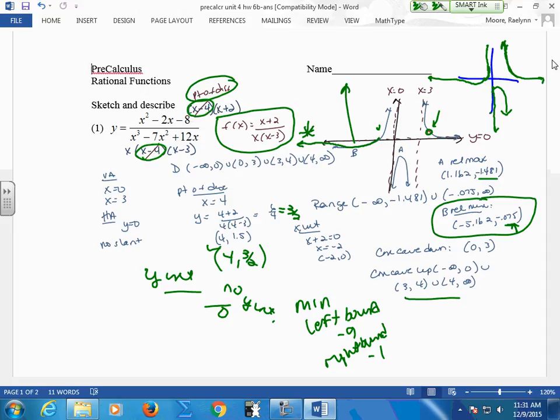I still don't understand how you have the minimum because mine does not. Okay, this minimum. So where are you on your graph?